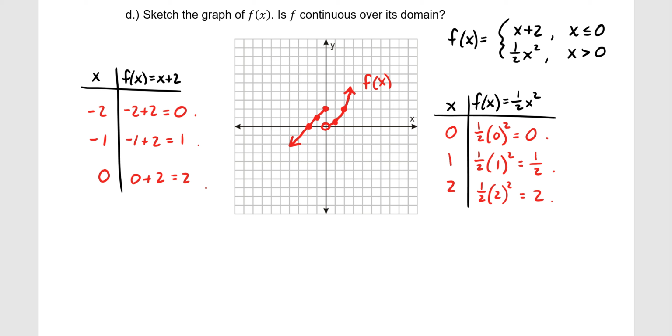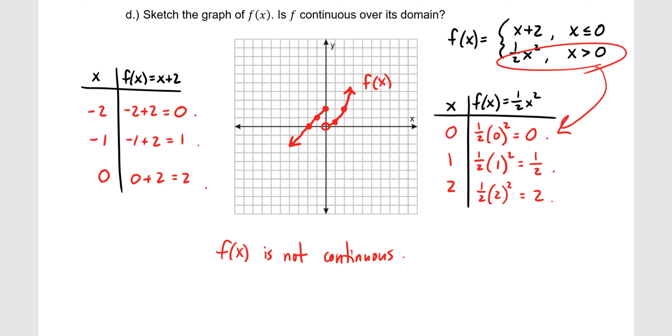We cannot draw this function with one continuous curve. We would be picking up our pencil. So we say f of x is not continuous, or we would say f of x is discontinuous. Okay, so when you're doing these ones, even though this second function did not contain 0, we did use it when we were graphing it. You just have to remember to use that open circle when you are plotting that point. Okay, so that is it for this section.